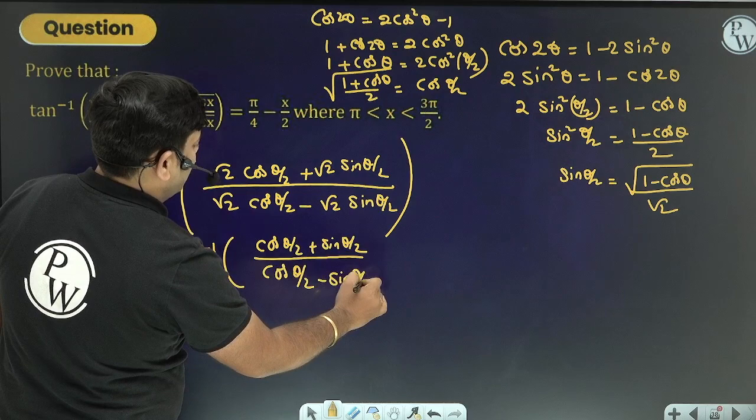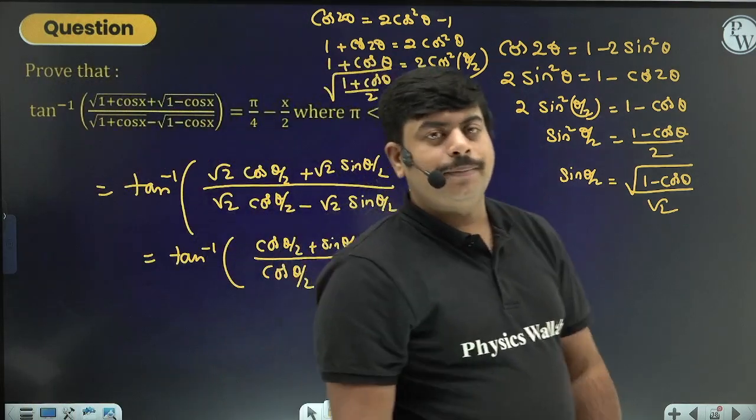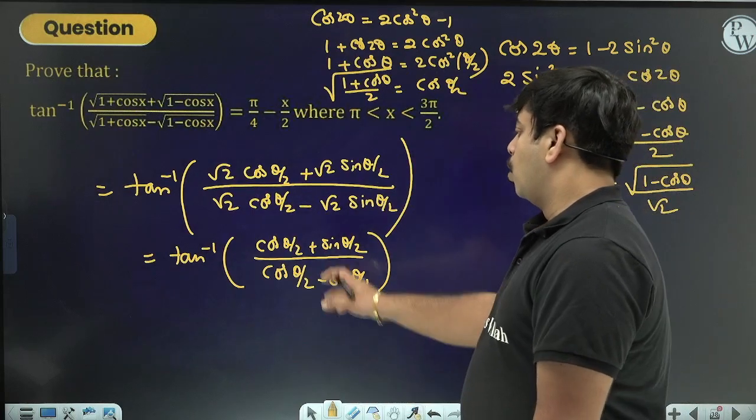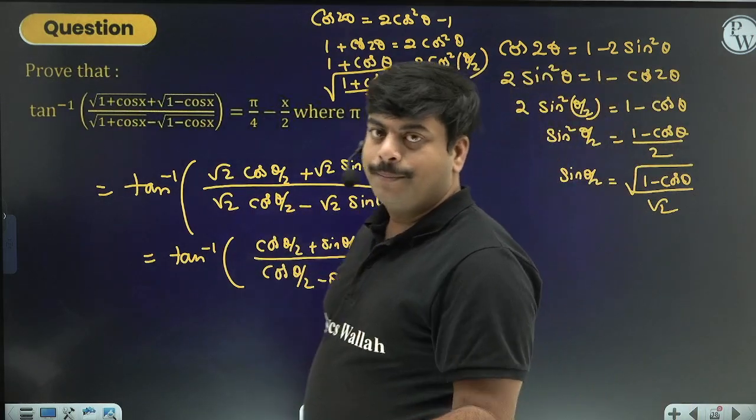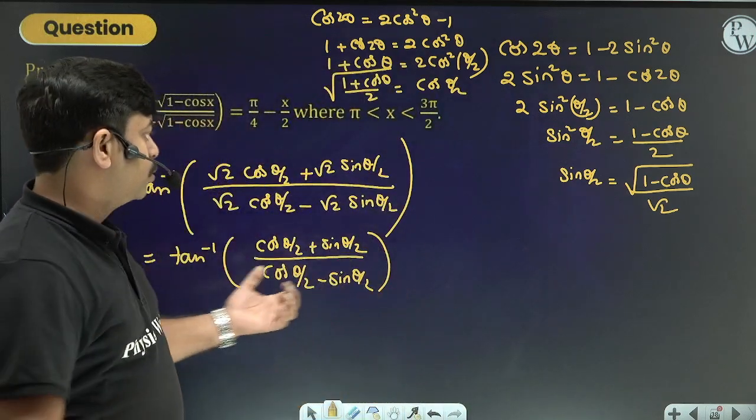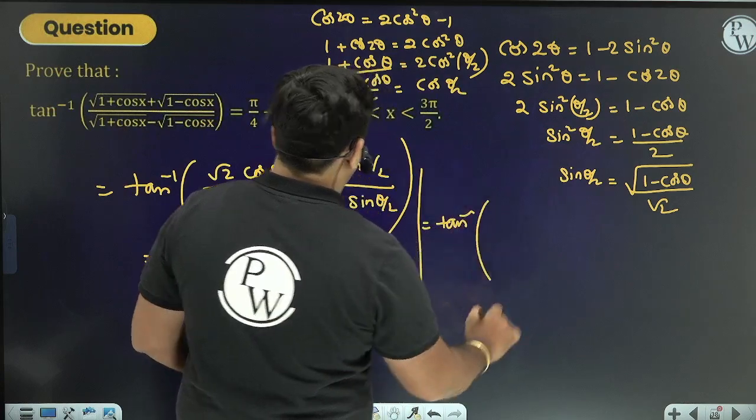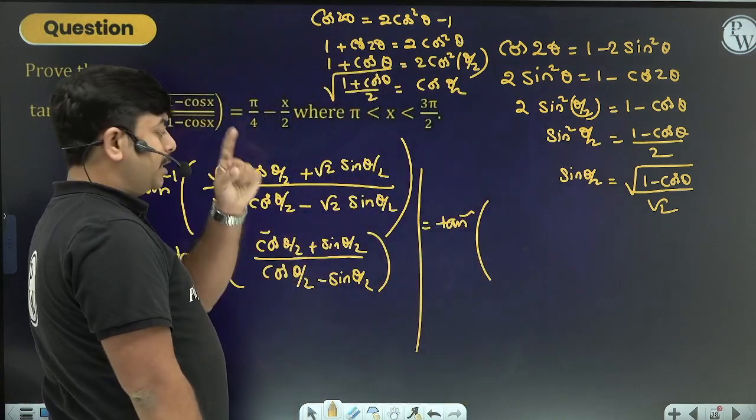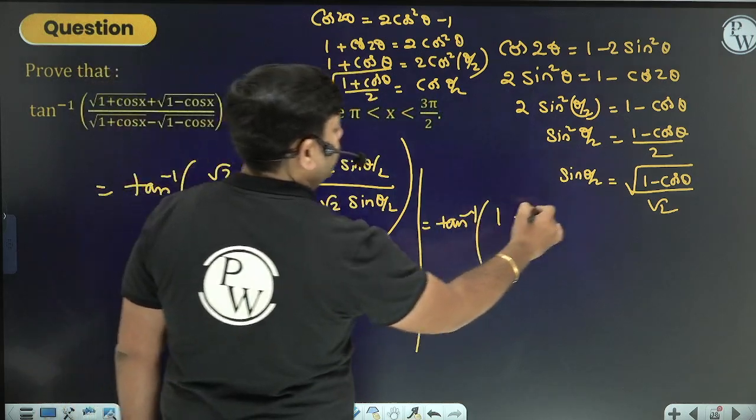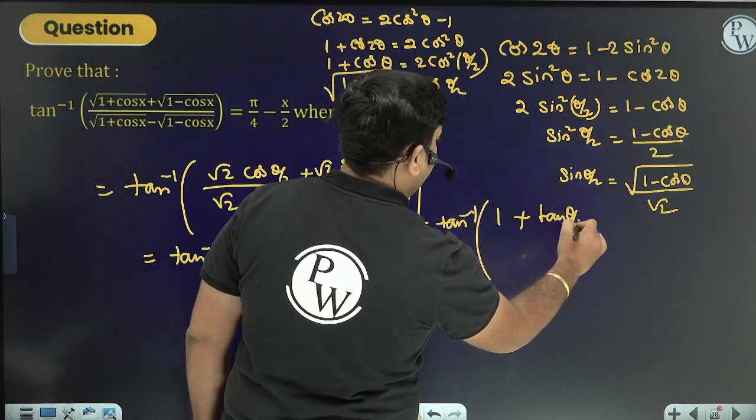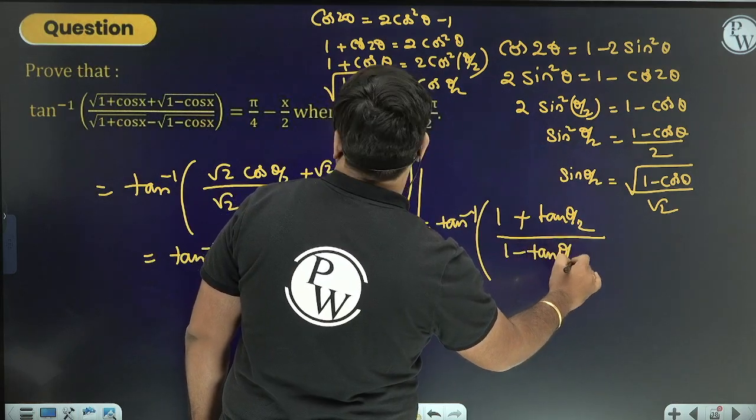Actually it is x, so convert everything into x. I confused between x and theta, so don't do that. Now dividing the entire numerator and denominator by cos theta by 2, what do you get? You get tan inverse of cos theta by 2 by cos theta by 2, which is 1, and sin theta by 2 by cos theta by 2 is tan theta by 2. So 1 plus tan theta by 2 by 1 minus tan theta by 2.